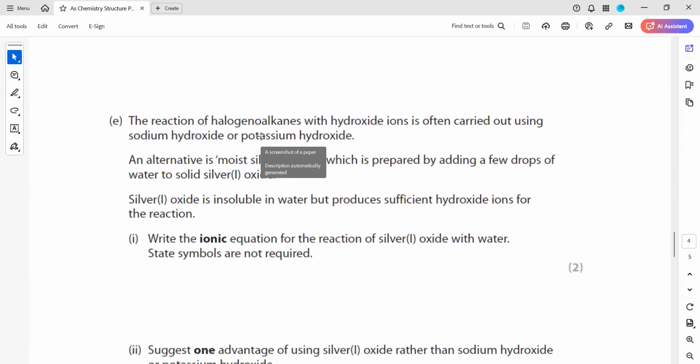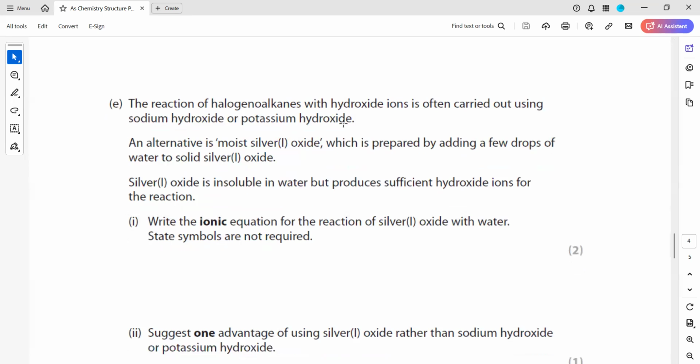The next is the reaction of a halogenoalkane with a hydroxide ion, often carried out with sodium hydroxide or potassium hydroxide. An alternative is moist silver oxide.